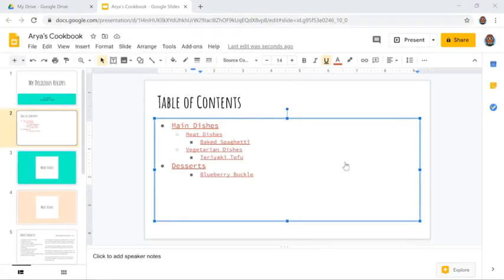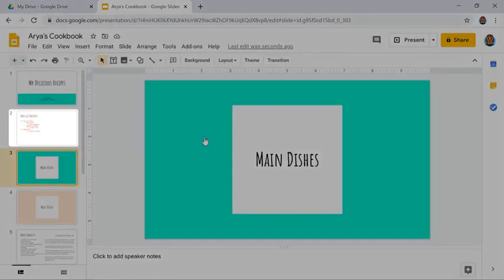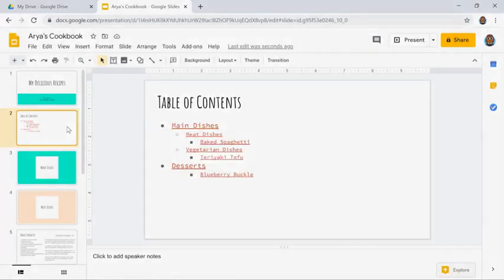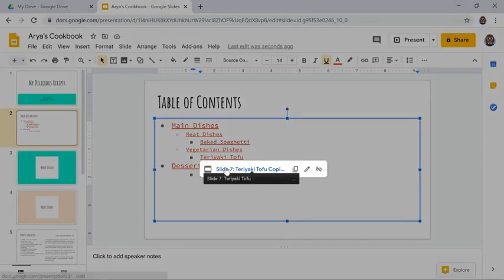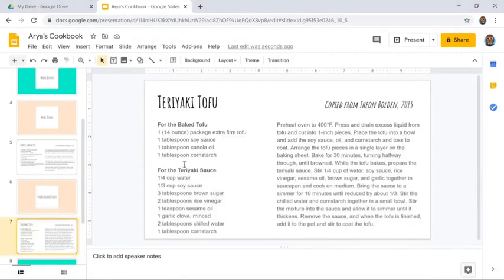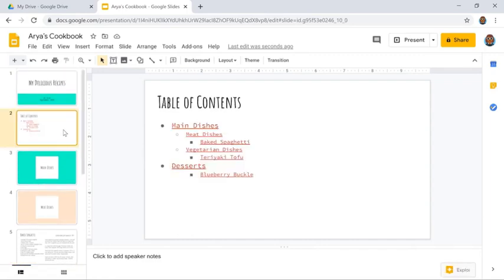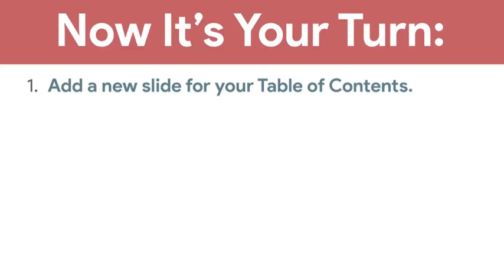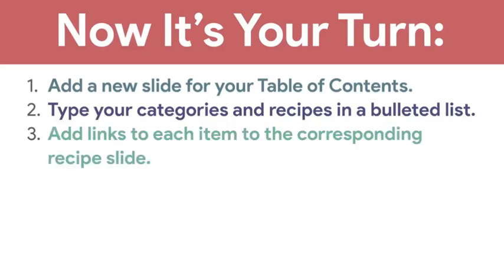Then, check to make sure that the links go to their correct slide. Now it's your turn. Add a new slide for your table of contents, type your categories and recipes in a bulleted list, and add links to each item to the corresponding recipe slide.